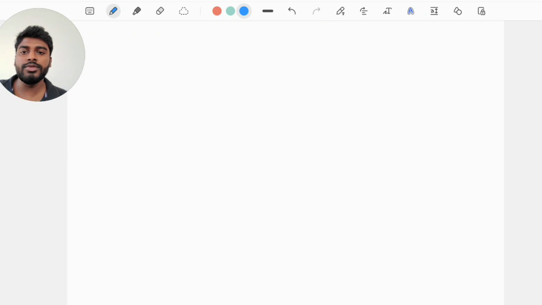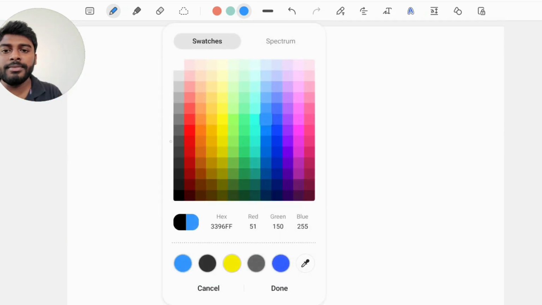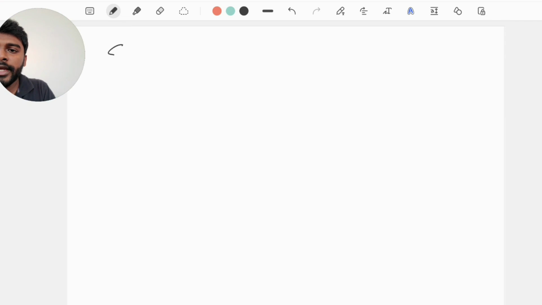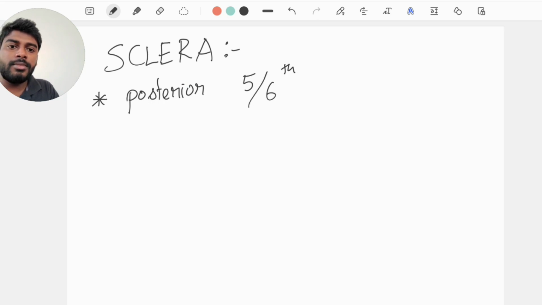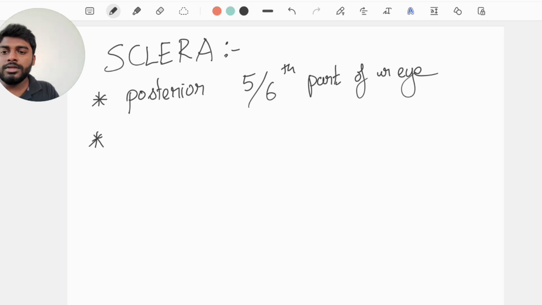Now let's move on to the second outermost layer. The second outermost layer is called the sclera. So what are the points you should remember of this sclera? It is the posterior part of the outermost layer. It covers the 5 by 6 part of your eye. The sclera is white in color and it's opaque.